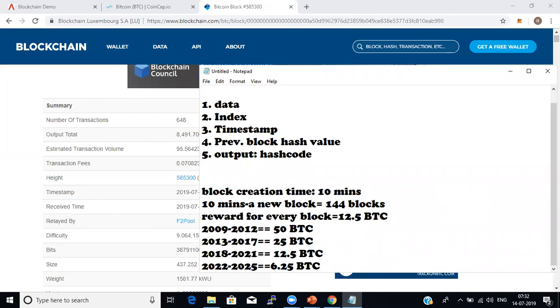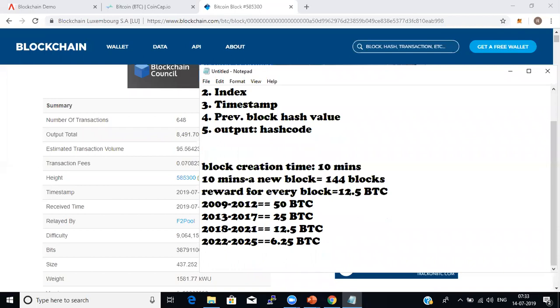Why are new Bitcoins being added into the system every 10 minutes? That is the reward. Why are we getting the reward? We need to apply some high computational power, which we'll see in the next session. So the thing is, for every 10 minutes, new Bitcoins are coming into the market. There is a cap for Bitcoins. The maximum is 21 million.